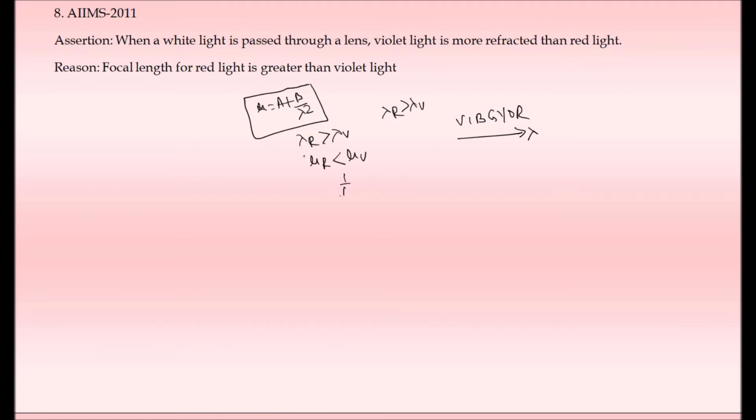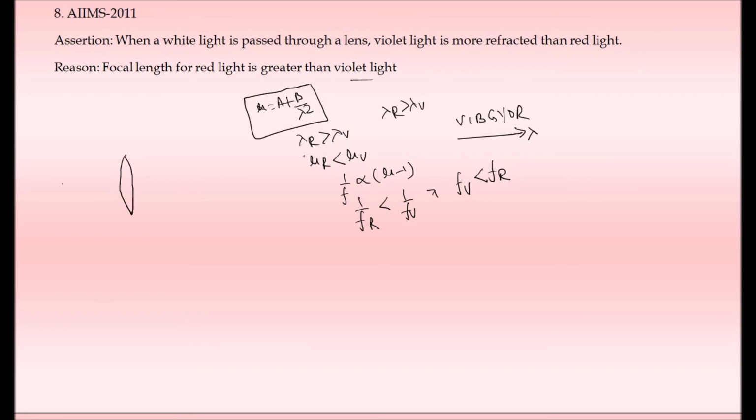Now the focal length of any material is directly proportional to mu minus 1. So clearly 1 by fr is less than 1 by fv, and the focal length of violet light is less than the focal length of red light. So the focal length of red light being greater than that of violet light is the correct reason, and because of this, when white light is passed through a lens, the violet light is more refracted than the red light. I will show it from the ray diagram also.